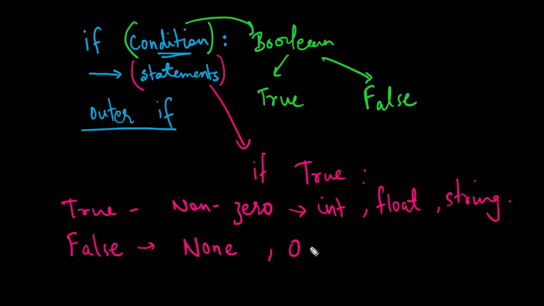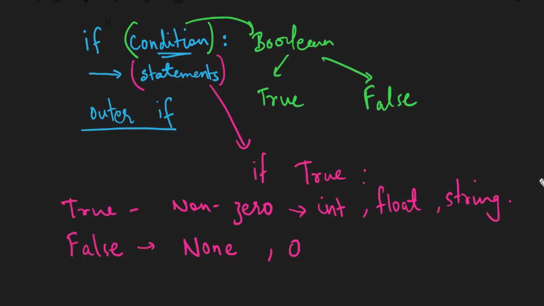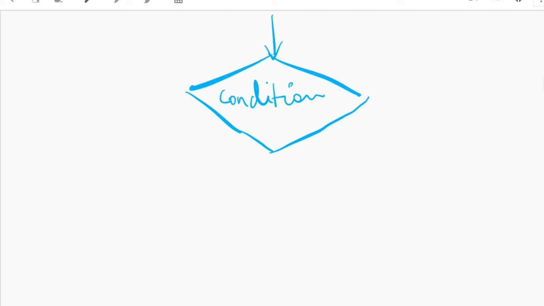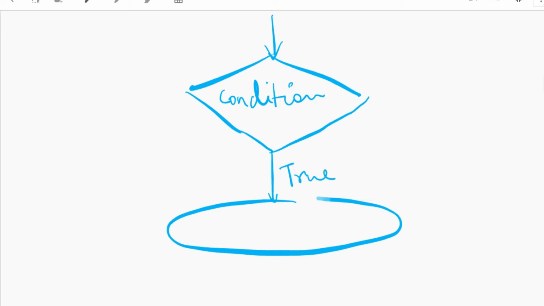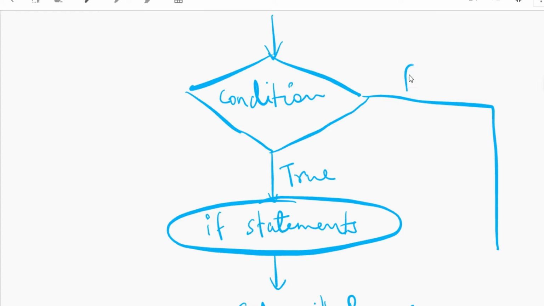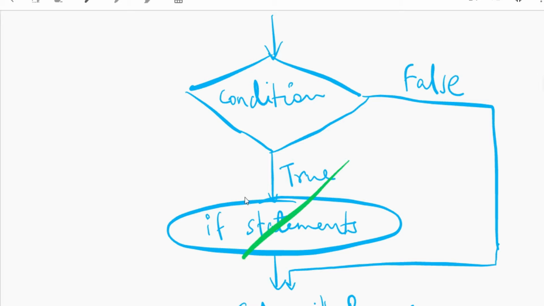Let's understand this with the help of a diagram. Suppose this is our normal code execution, and at this point we have some condition, and after that we have two choices based on the result. If this condition is true, then we go inside the if block and the statements inside if will be executed, and after the if code execution, normal code flow will resume. And if the condition is false, then these statements will be skipped and the normal code execution will begin. Remember, if the if condition is false, the statements inside the if statement will not be executed.